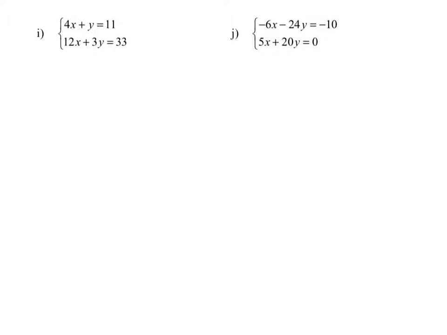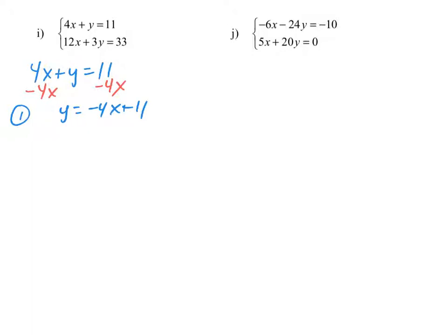Let's solve the next system of equations. We'll begin with taking the first equation, 4x plus y equals 11, and we'll solve this for y by subtracting 4x from both sides. Then we get y is equal to negative 4x plus 11. That's our first step in the substitution method for solving systems of equations.